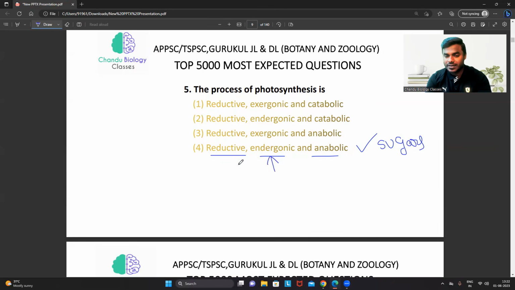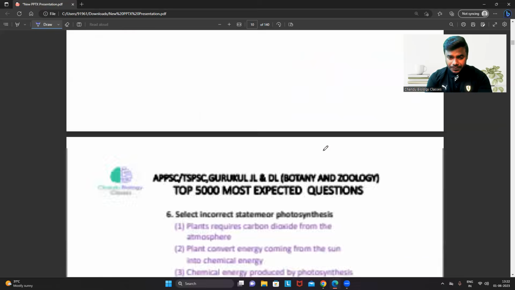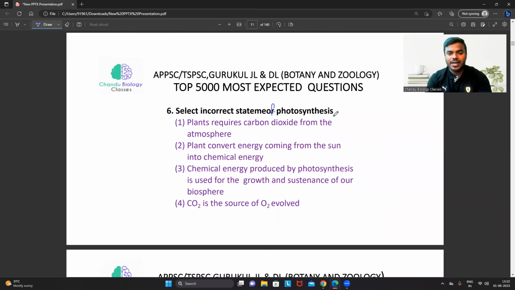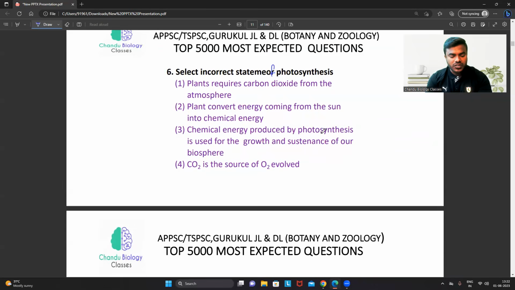They're taking the energy. And in the morning class, I explained to you that plants are going to reduce the carbon into glucose. Is it or not? That's why we can say it is a reductive, endergonic, and anabolic reaction. Easy to remember. Now, a very important question. Select the incorrect statement of photosynthesis.